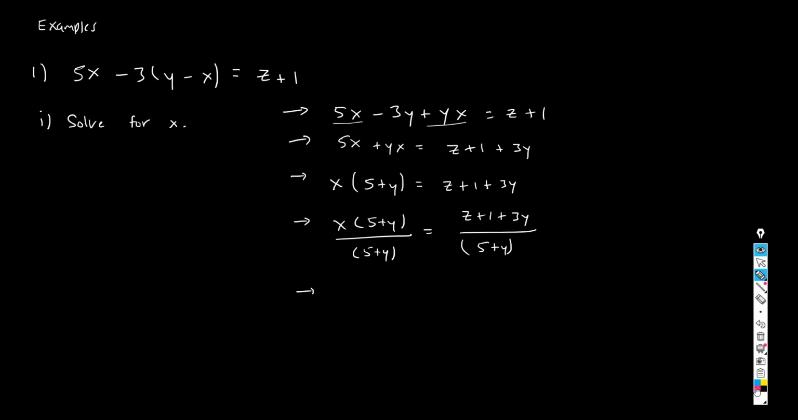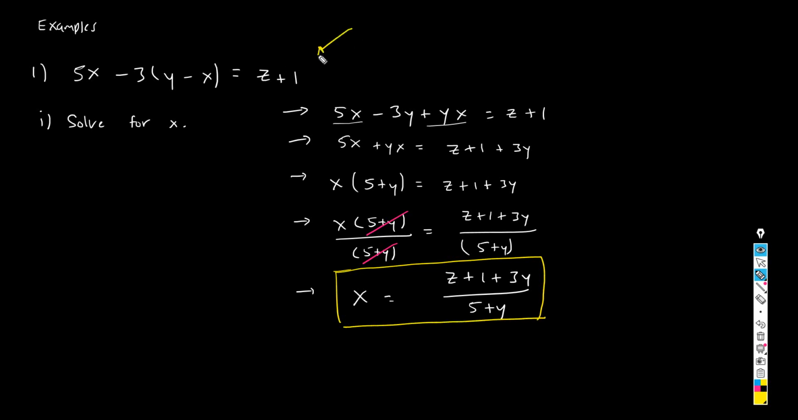then I can use the law of cancellation. I can cancel this and this. And what do I have left in the left side? Only x equals z plus 1 plus 3y over 5 plus y. And we are completely done. At this moment, we say that we have solved this equation for x. Ok? Hemos resuelto la ecuación para x, lo cual significa despejar la x, en pocas palabras. We solved the equation for x.